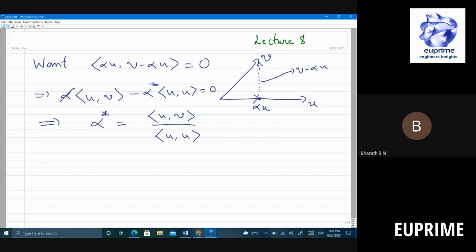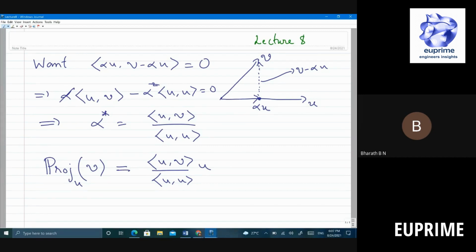So for example, if I want to project, let's say v onto u, right? So this is the notation. What is the vector that I get? It's alpha star u, right? So what is alpha star? <u, v> divided by <u, u> times u. Is that fine? Note that the projection of v onto u is denoted by this. So it's <u, v> divided by <u, u> times u, is what the projection is, right?